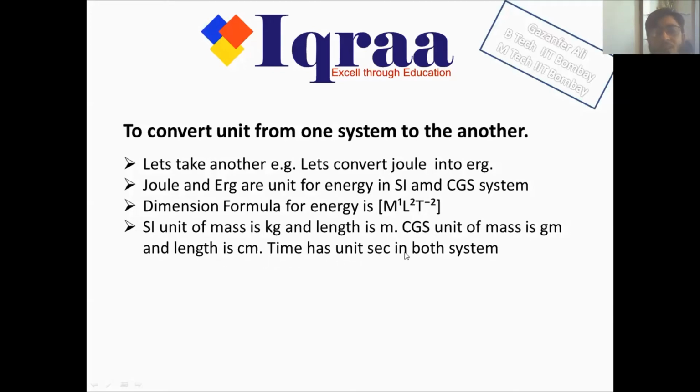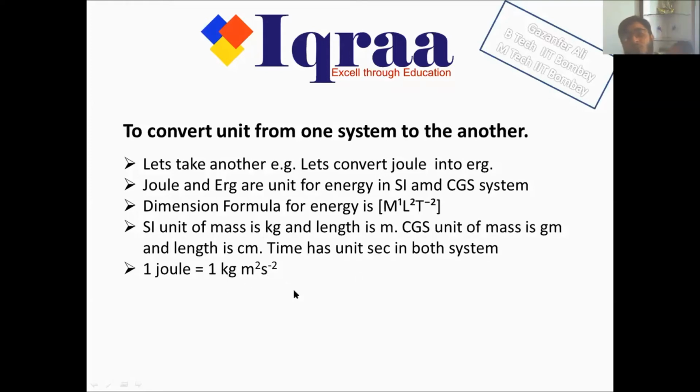Time is a unit second in both the systems, so we don't have to worry about time. But yes, in the SI system the unit of mass is kg, and in the CGS system the unit of mass is gram. In the SI system the unit of length is meter, and in the CGS system the unit of length is centimeter. So 1 joule, if I take the dimensional analysis, mass is having a dimension 1, so kilogram, length is having a dimension 2, so meter square, time is having a dimension minus 2, so s to the power minus 2. This is how we represent 1 joule.